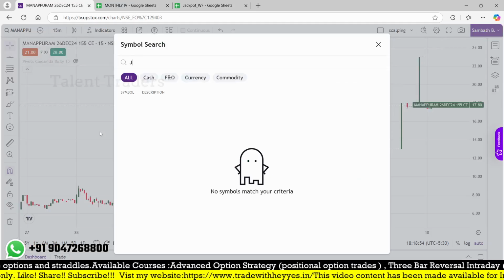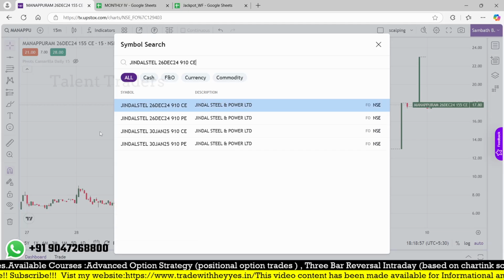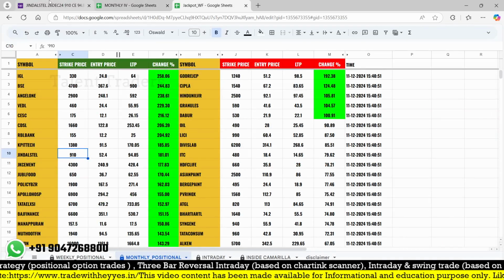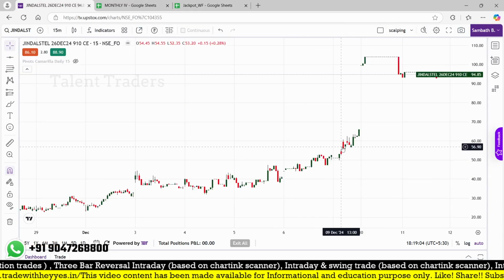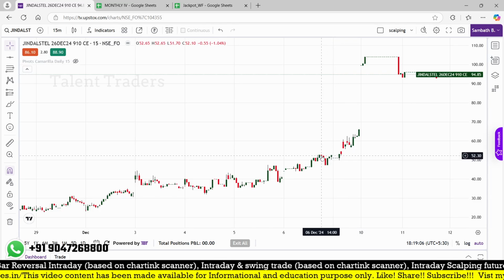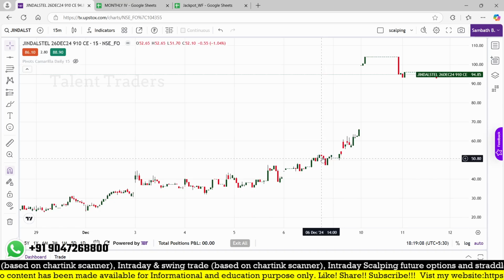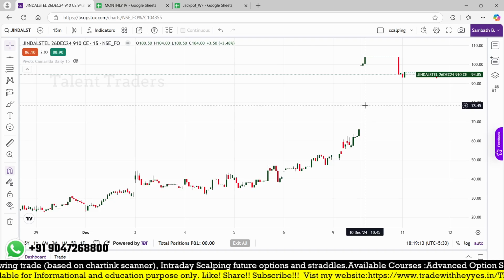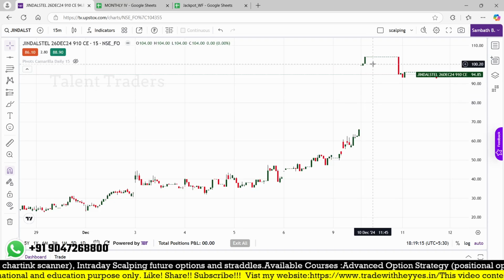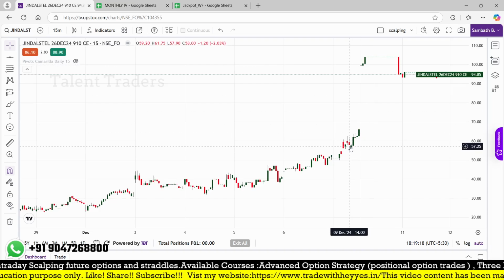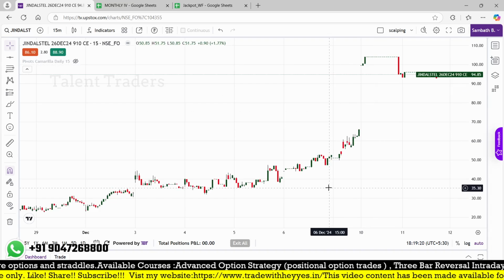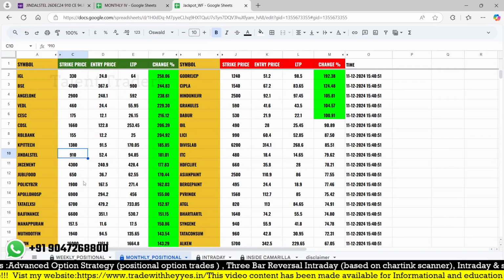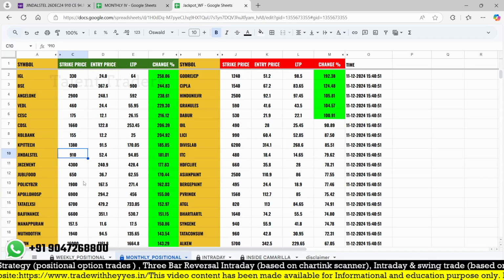Let me check. This Google sheet tells you the 910 call option is breaking out. The entry point is also mentioned as 52.4. That would be triggered, I think, here only, around 1 o'clock on 9th December, the last trading session. Today, the 10th, it started with a gap up, almost 100 rupees from 52, double the premium. So this is a valid entry which we can easily filter out here, and this sheet helps you find the strike price, the entry price, and the current price.